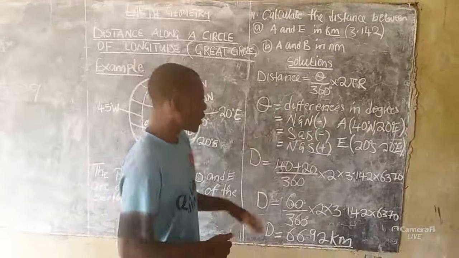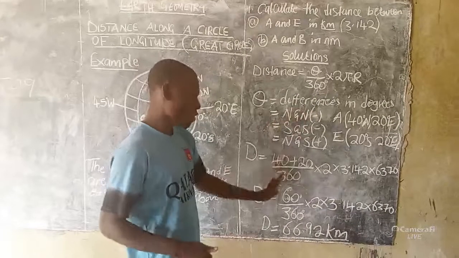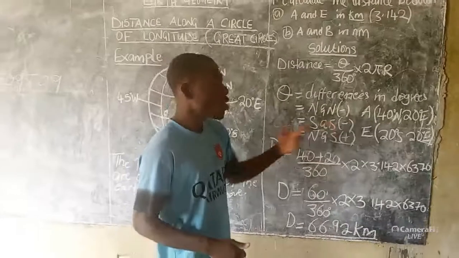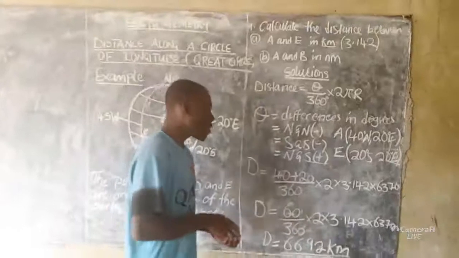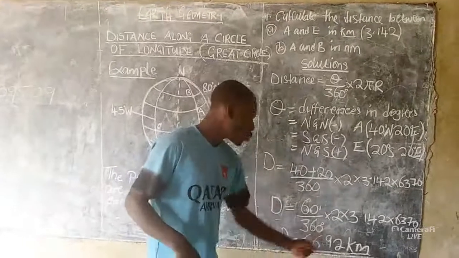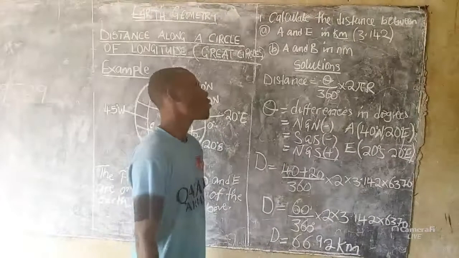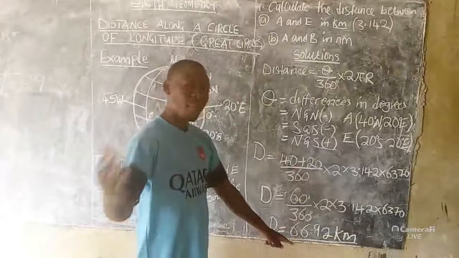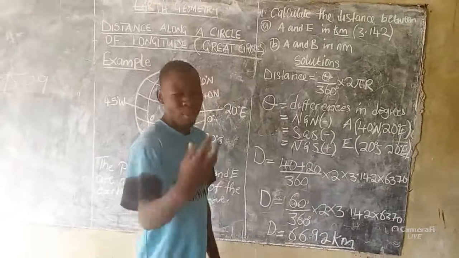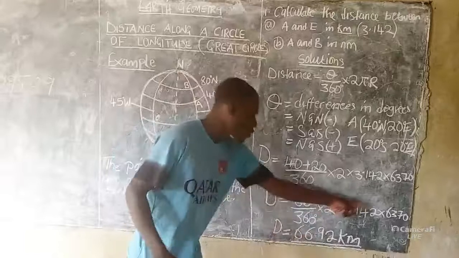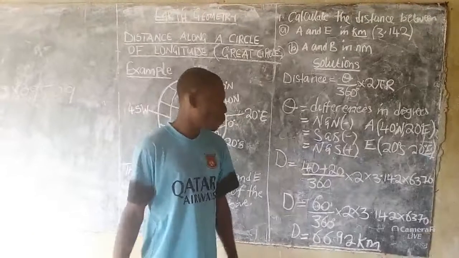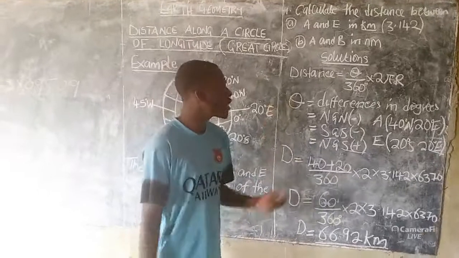I have explained this. We say north, north, we subtract. South, south, we subtract. But north and south, we add. That is differences in degrees. And you punch everything in your calculator. I'm sure you are going to remain with something like that. But if you use your calculator, maybe you can remain with something different to my answer. I'm not using a calculator, I'm just trying to approximate the value. So this is how you can calculate in kilometers.